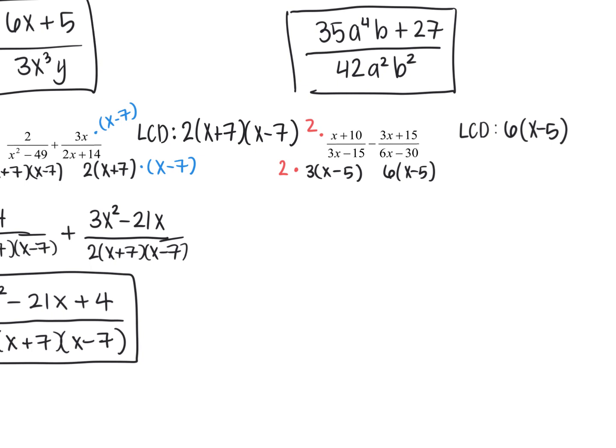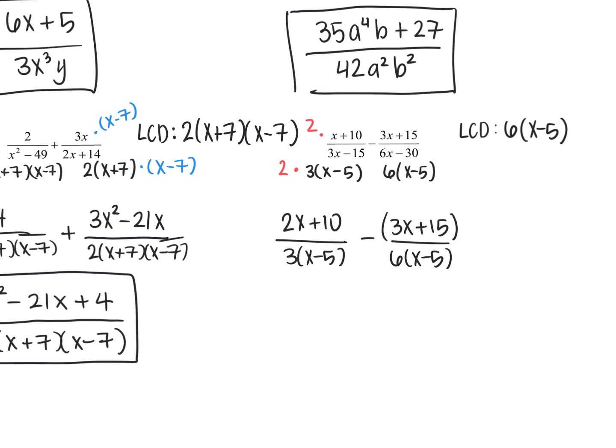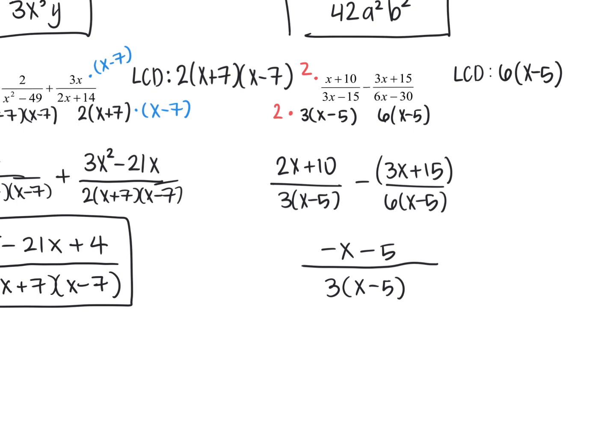So I'm going to distribute that 2 to my entire numerator, so we get 2x plus 10 over 3 times x minus 5, minus 3x plus 15 over 6 times x minus 5. So remember, that negative applies to my entire numerator of 3x plus 15. So we're going to do 2x minus 3x, which is negative x, and then 10 minus 15, which is negative 5. Then we have 3 parentheses x minus 5. And then this is actually as simplified as it's going to get.